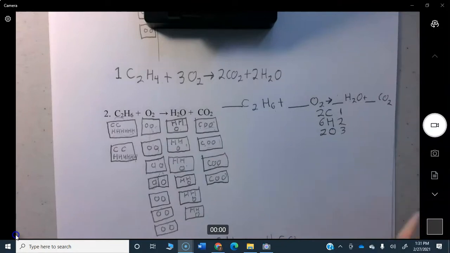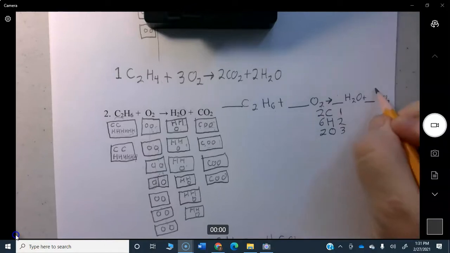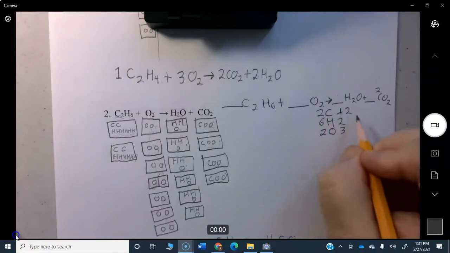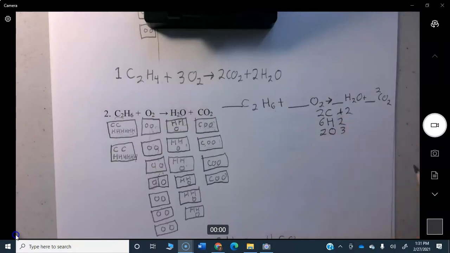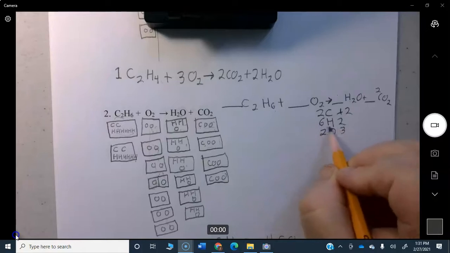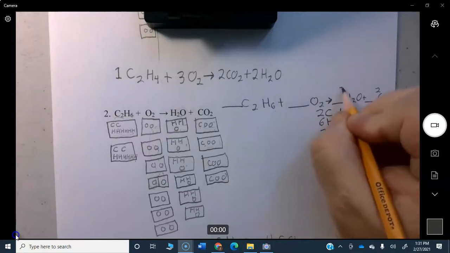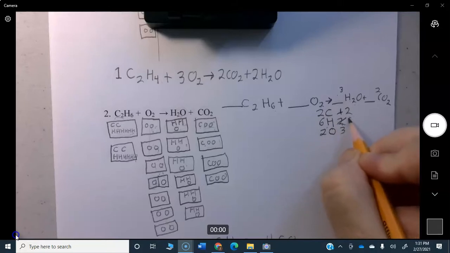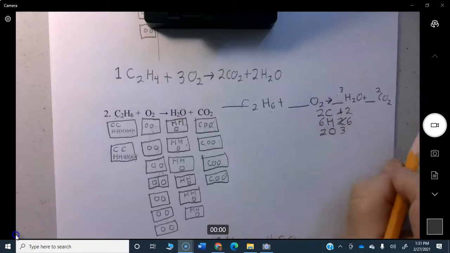Okay, so again, start with whatever you want. So we're going to start with carbon this time. So we're going to put a 2 there. It's just like we did before. And that's going to change this to a 2. So now carbon is in balance, 2 and 2. Okay. All right, hydrogen. We have 2 on this side, 6 on this side. So we're going to multiply this by 3. So we're going to put a 3 there. So now I have 6 hydrogen there and 6 there. So carbon and hydrogen are both in balance.